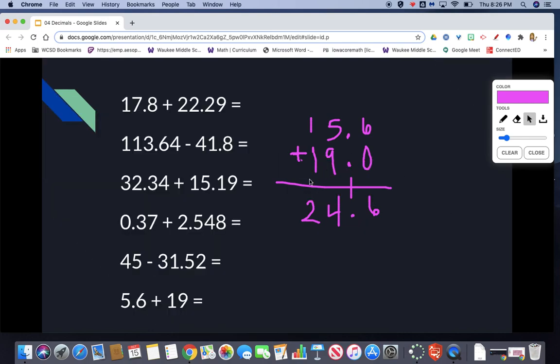All right, you guys, those are the types of addition and subtraction with decimals that we'll expect you to know. Ask your teacher if you have any questions.